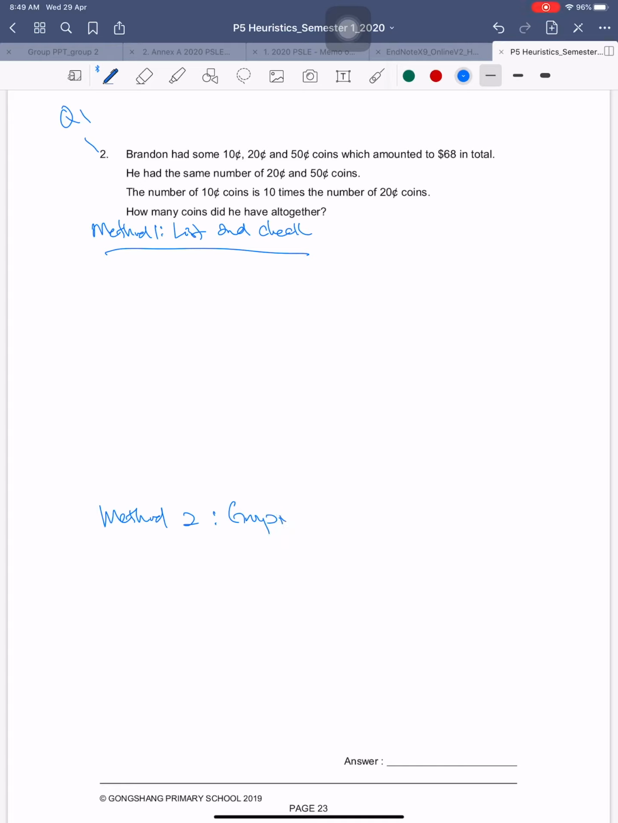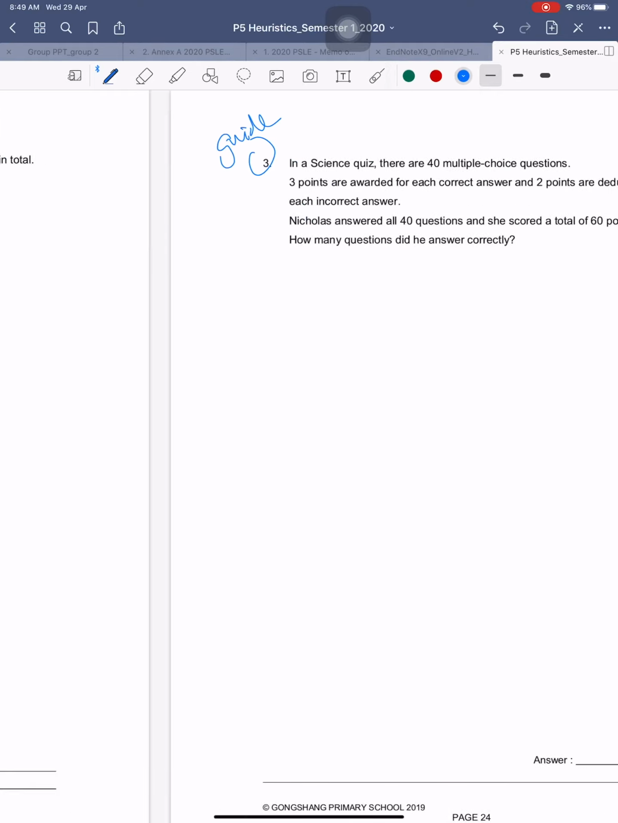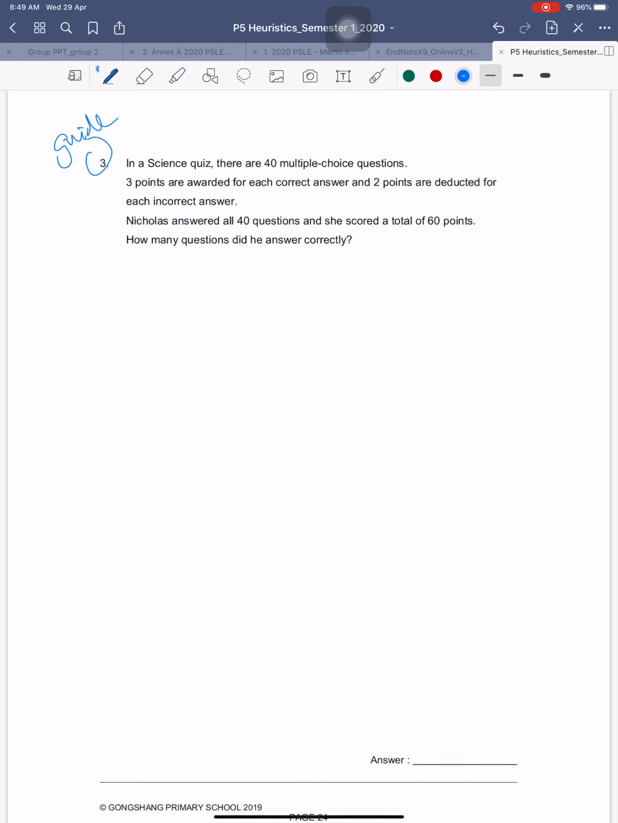So try to write a bit smaller because you need the space for both methods. Okay, so let us try question 3 right now.